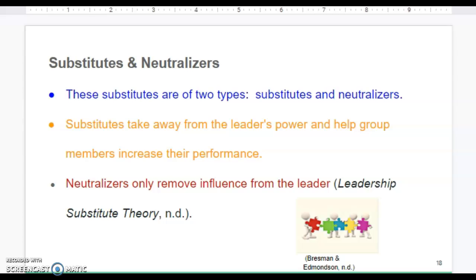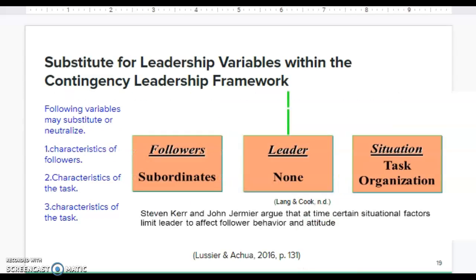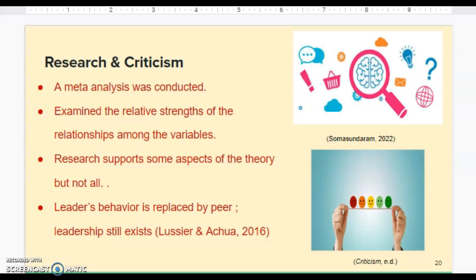Highly skilled workers do not need a leader's task behavior to tell them how to do their job. These substitutes are of two types: substitutes and neutralizers. Substitutes take away from the leader's power and help group members increase their performance, while neutralizers only remove influence from the leader. Characteristics of followers, the task, and the organization are three variables that may substitute or neutralize leadership by providing task-oriented direction or people-oriented support rather than a leader.